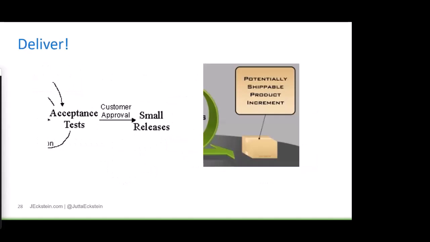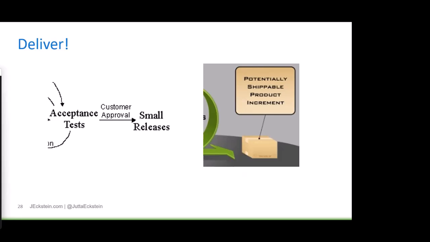So it's really, just for example, those two things, XP and Scrum, small releases or potentially shippable product increment just means it has passed the acceptance test. We know what kind of value it is providing, and it is providing that value, and it's not really bound to an iteration or a sprint.